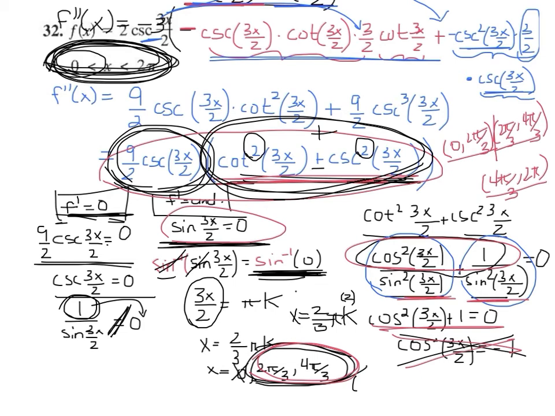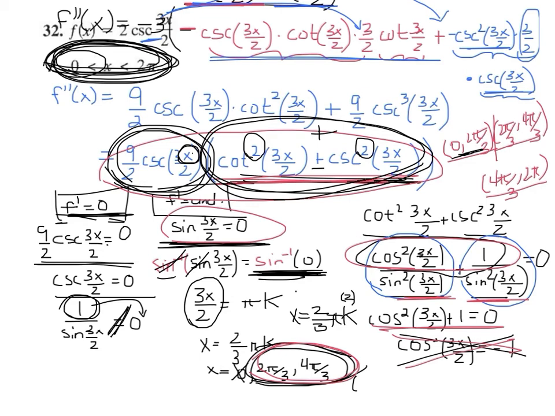So you're just going to plug in a value. And I would pick something between 0 and 2 pi over 3. I'd pick like pi over 3. And so if you plug pi over 3 in right here, because of the 2 in the denominator, it's going to end up being pi over 6 times 3.